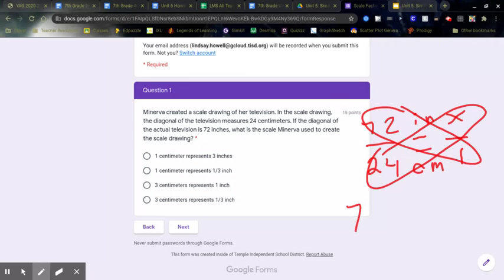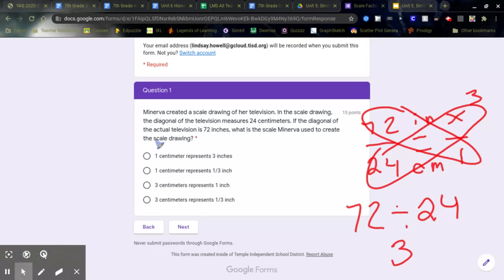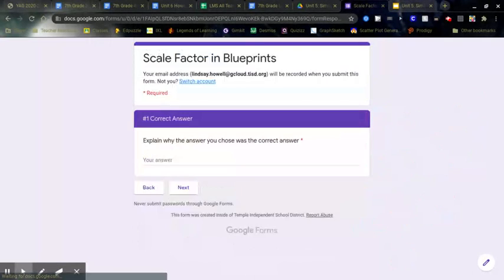72 times 1 is 72. I hope we can do that in our head. And then we're going to divide by 24. See, that's why I said you could do 72 divided by 24. And 24 goes into 72 3 times, okay? So that means x is 3. So for every 1 centimeter, I go 3 inches. I'm going to click that one and hit next. Okay, and look, it told me I picked the correct answer.